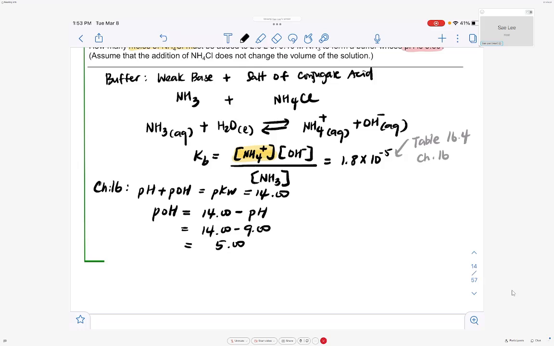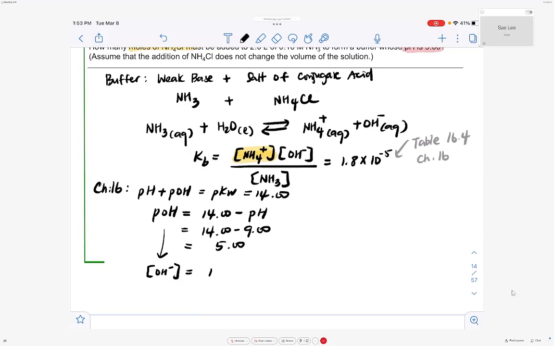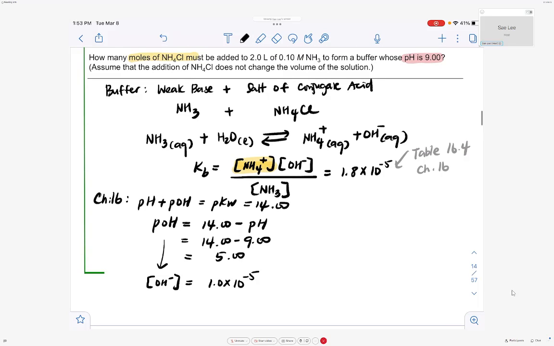Now that we have pOH information, we can use this to find the concentration of the hydroxide, which is going to be the anti-log of this value. So then it's going to be 1 times 10 to the negative 5. Anti-log is basically 10 raised to the negative power of this value. Since we know all of the information we need, we can plug these numbers into the equation and find the concentration of the ammonium.